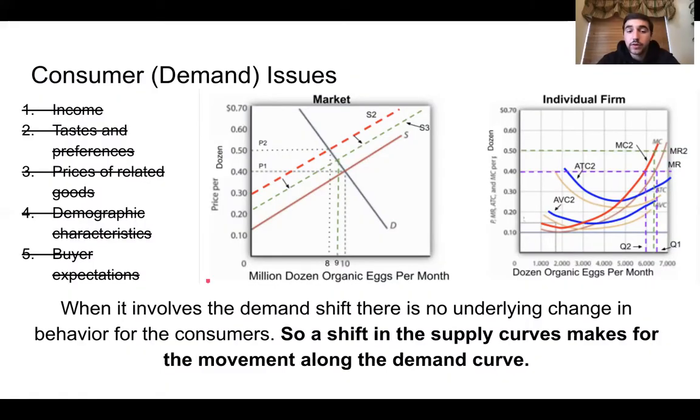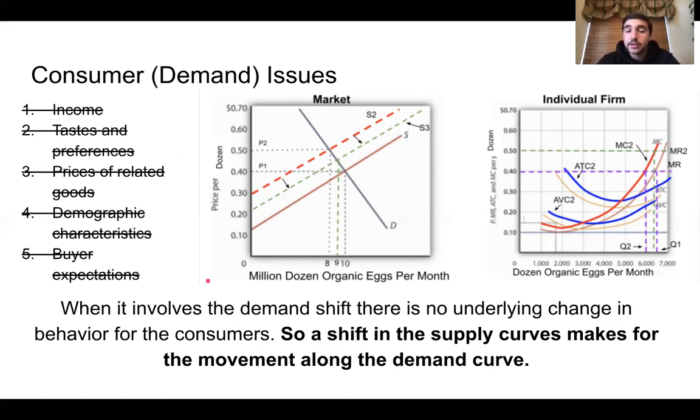With the number of firms changing from organic to conventional, this is a factor that will shift the supply curve, making the organic egg market produce less, causing the supply curve to move to the left on the graph, causing the price of organic eggs to rise as well.